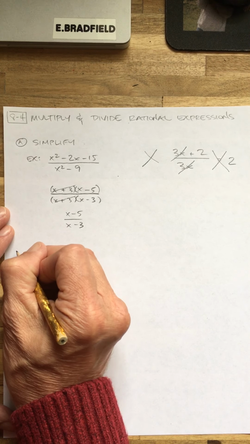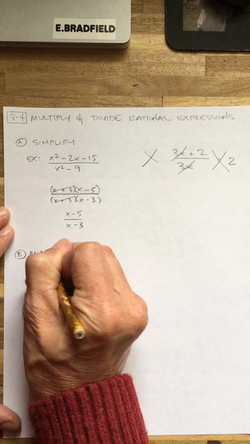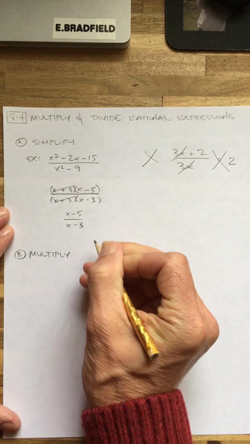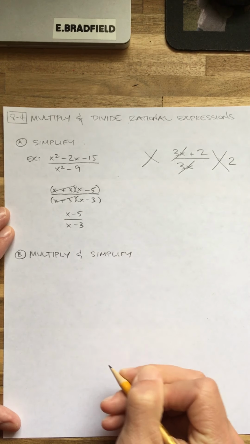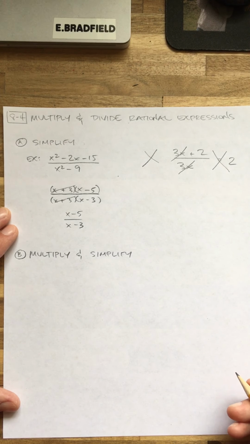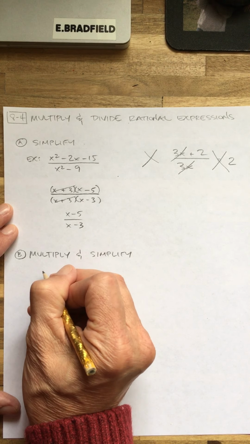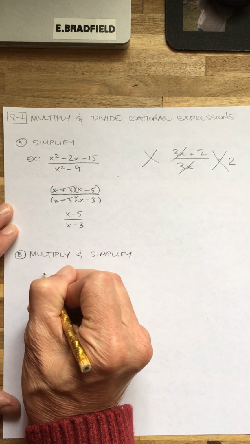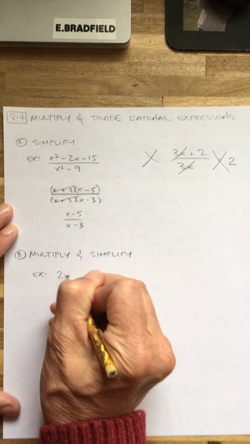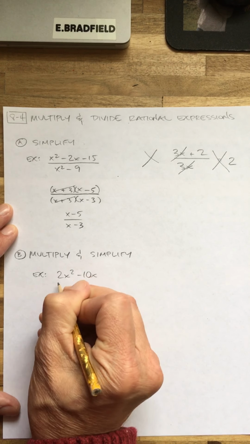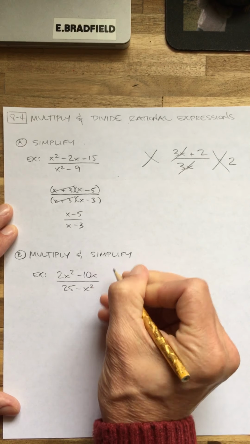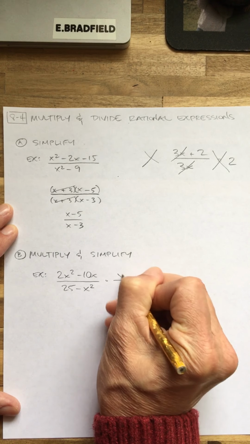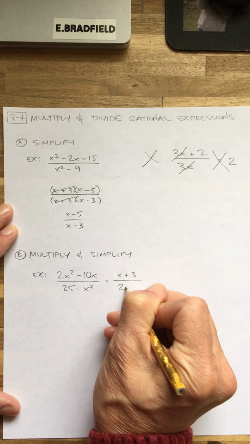Here we go. Let's do part B. Let's multiply, then simplify. Multiply and simplify. And let's try something like this. Here, I'll just do this one: 2x squared minus 10x, over 25 minus x squared, times x plus 3 over 2x squared.